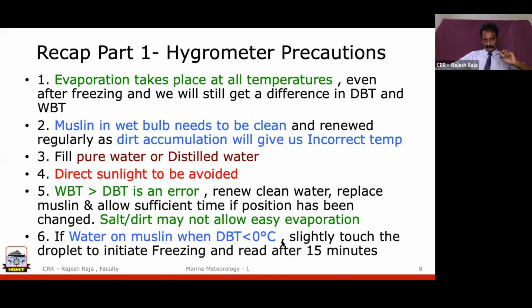Give it some time. As usual, always when there is a change of state, like water to ice, give it some time so that you get a correct temperature. So these are some precautions you need to take with the hygrometer.